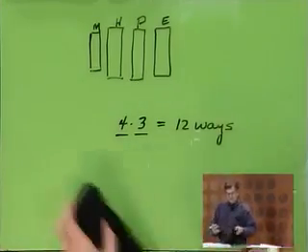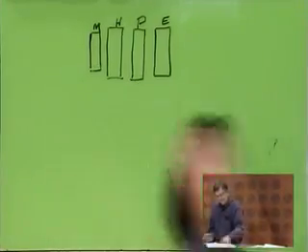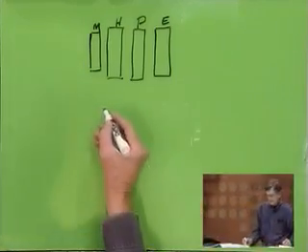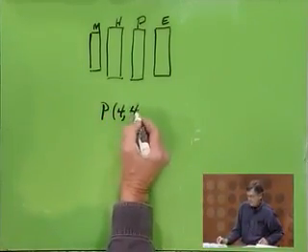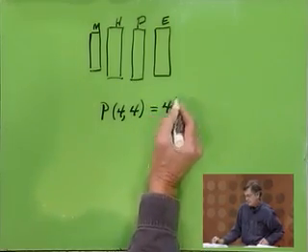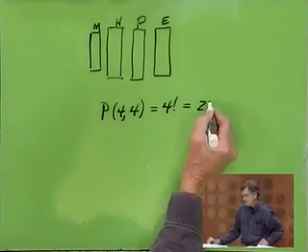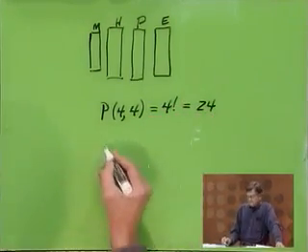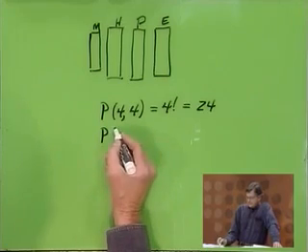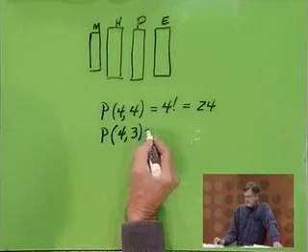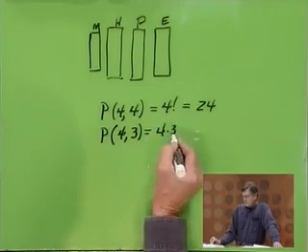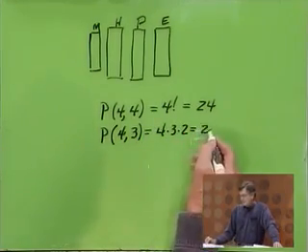So here's what we have calculated symbolically. If I count the number of permutations on 4 objects taken 4 at a time, we saw that that was 4 factorial, or 24. If I count the number of permutations on 4 objects taken 3 at a time, we saw that was 4 times 3 times 2, and that's also 24.